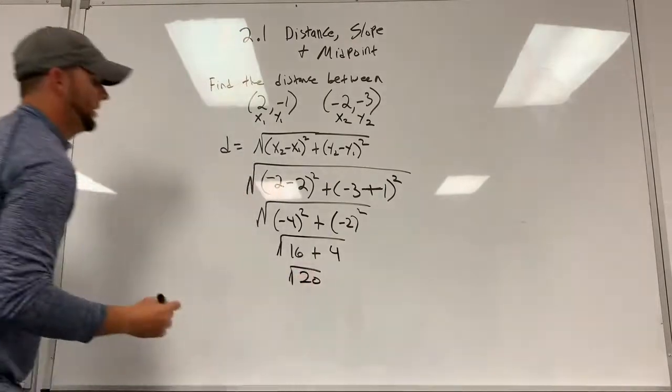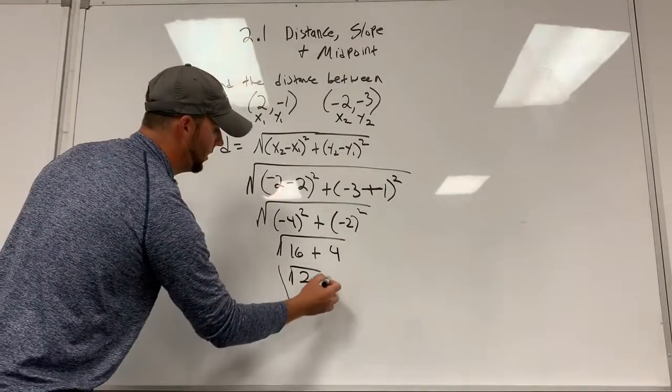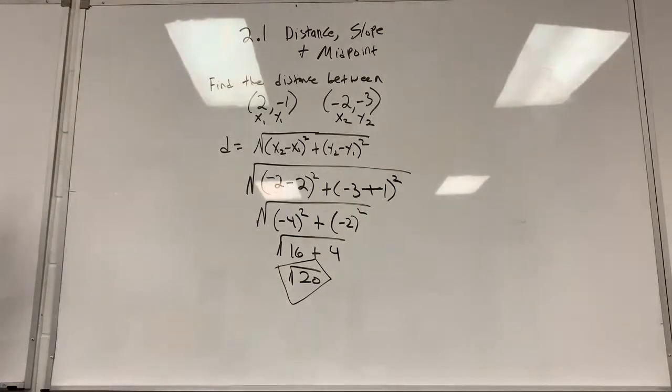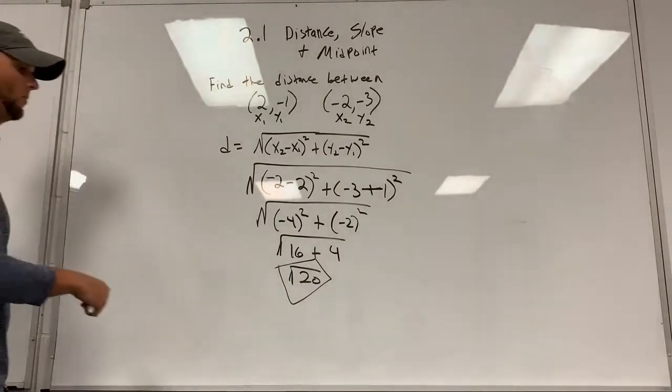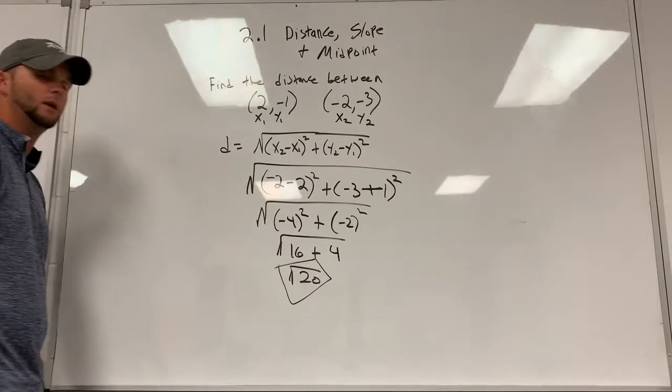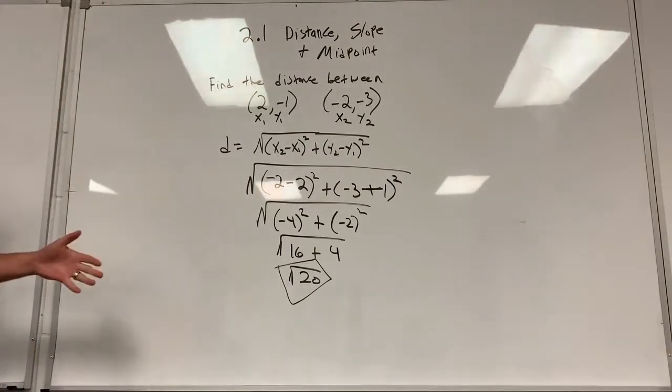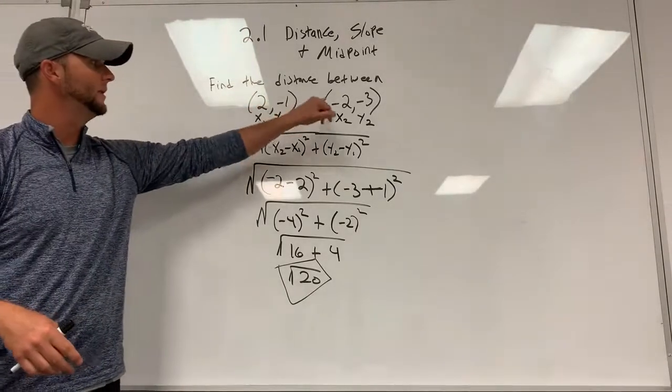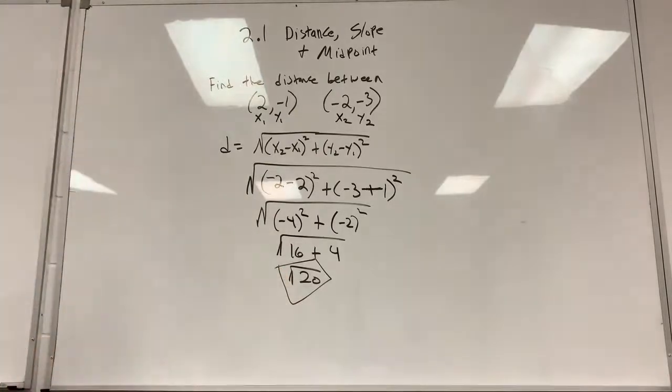So your answer here is going to be the square root of 20 because there is not a square root of 20. Now we could simplify that, but we're just going to leave it as the square root of 20. So right here, ladies and gentlemen, your distance between (2, -1) and (-2, -3) is the square root of 20.